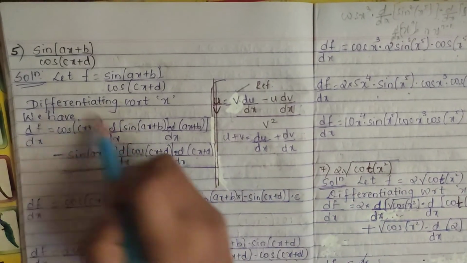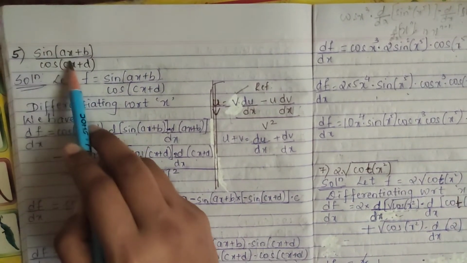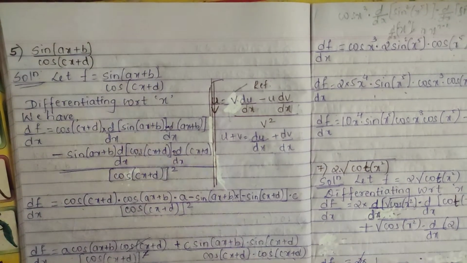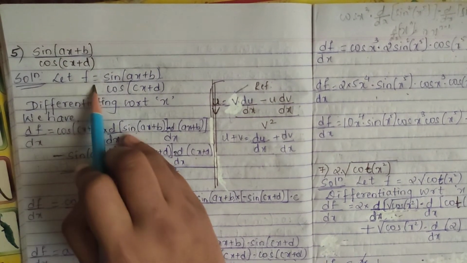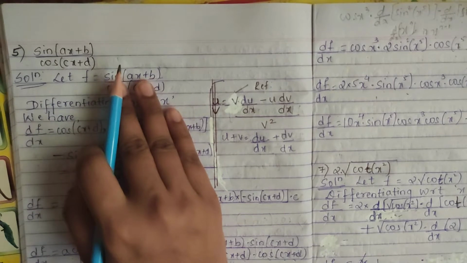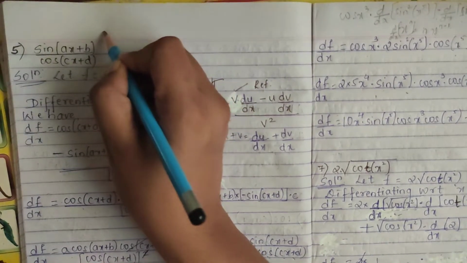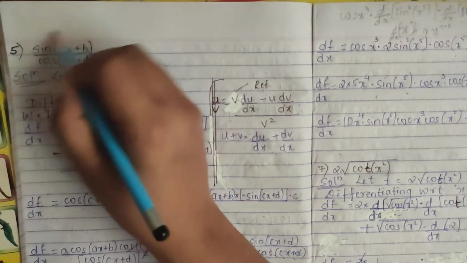So your next question is the fifth one, where they're giving sine of (ax plus b) whole divided by cos of (cx plus d). So as usual, first our solution will be writing f and differentiating with respect to x. Now here you see this is in the form of which rule?